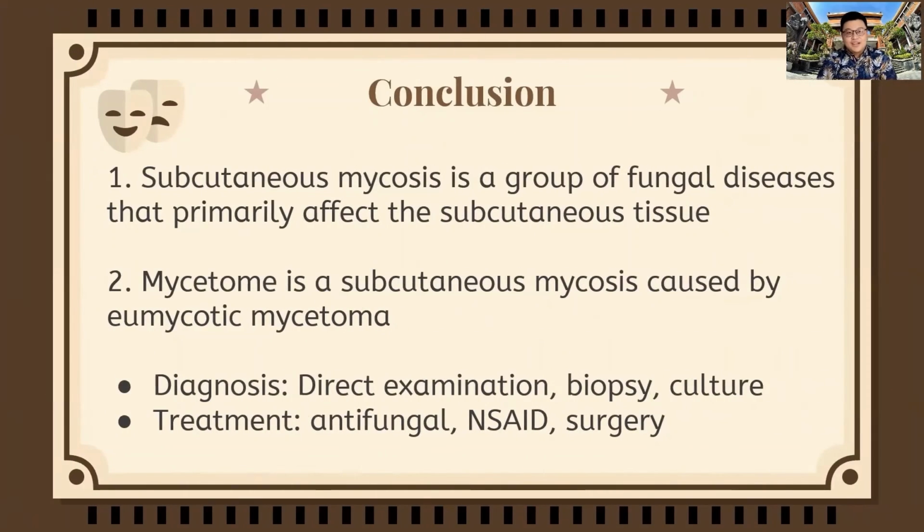The first conclusion: subcutaneous mycoses are a group of fungal diseases which involve the skin, subcutaneous tissues, fascia, bones, or various organ systems, leading to a protracted clinical course and significant morbidity through fungal inoculation due to injury penetrating the skin. Second conclusion: mycetoma is a chronic infection of the skin and subcutaneous tissue that is acquired by traumatic inoculation of the etiologic agent. Mycetoma can be diagnosed through direct examination, biopsy, and culture. Treatments for mycetoma are antifungal drugs, NSAIDs, and surgery.